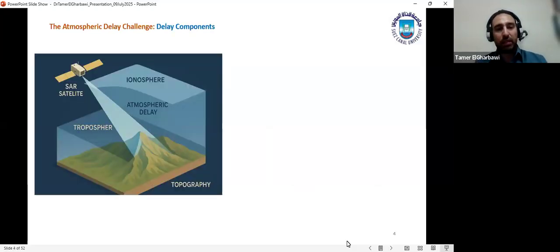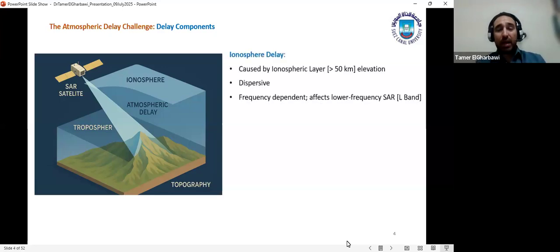In this figure, we can see that the signal of the SAR satellite is propagating through the atmosphere, going through the ionospheric layer and then the tropospheric layer. The ionospheric layer is mainly above 50 kilometers of elevation. The main issue is that it is dispersive. It is ionized and has free electrons in this layer, so it mainly affects the SAR delay based on the frequency.